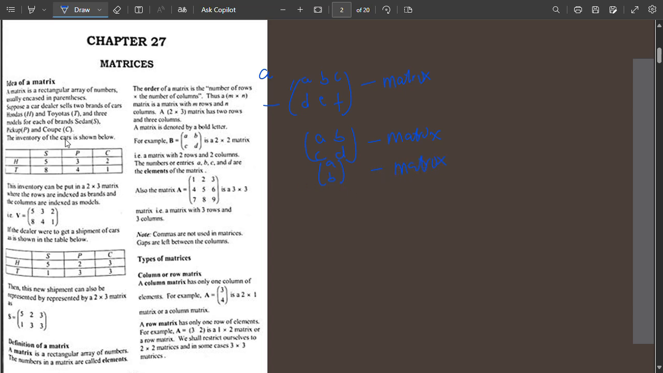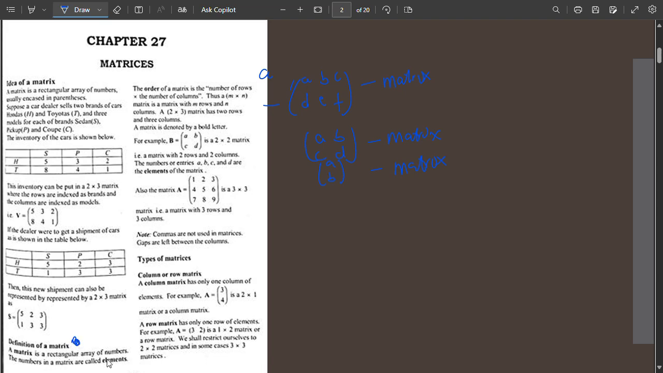So let's see this example. In this example, this table was reduced to this matrix by just taking each one and putting them here, and that's simple for this one. Let's see the definition of a matrix.